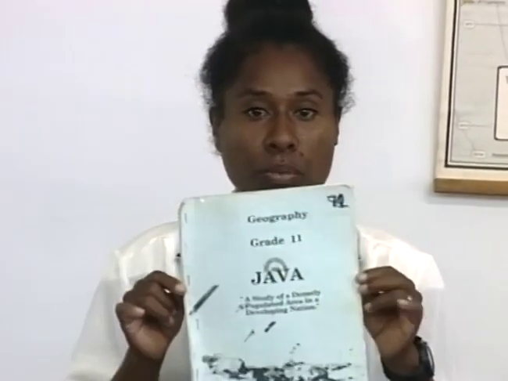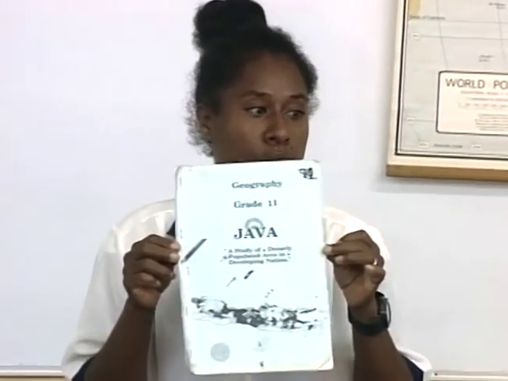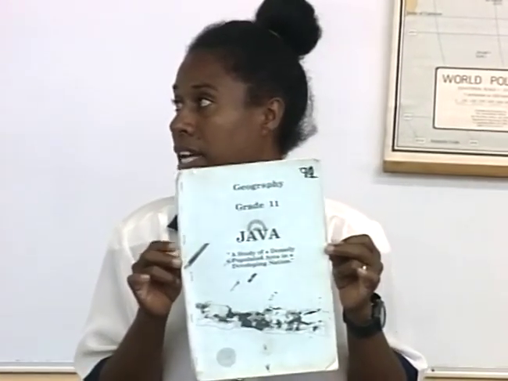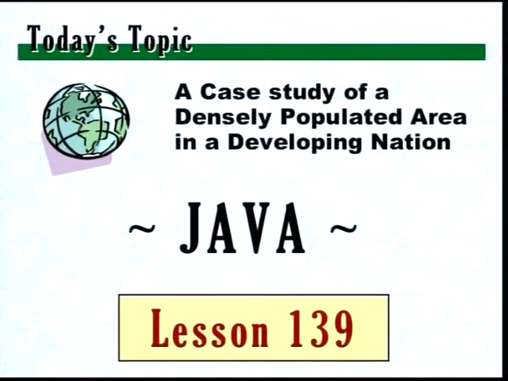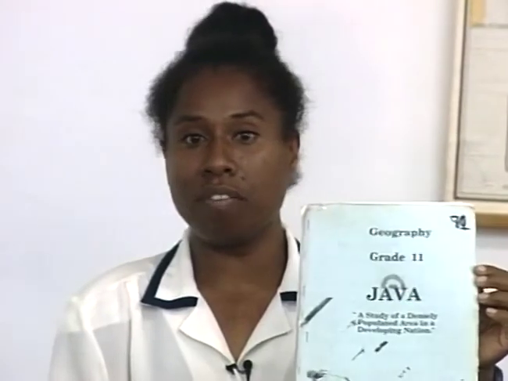Okay, today we are going to move on now to looking at the next unit in our grade 11 syllabus work in geography, and every one of you should have a copy of the booklet, which has a study of a densely populated area in a developing nation, and the subtopic is Java. Our case study in this booklet will be based mainly on an area which is densely populated, as well as being an area in a developing nation. And this booklet here will contain most of the information we require for the completion of this case study.